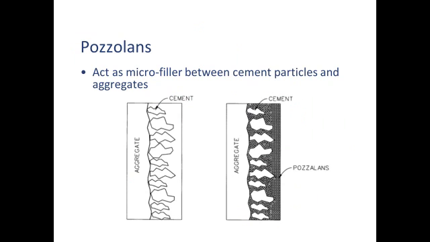Pozzolans also, they're physical particles. They're very, very small, and they help to pack as microfiller in between the cement particles and the aggregate. Some of these react to form the gel, and some don't. And so in essence, they're helping to fill in and bridge some of these gaps. So you get a stronger bond between your aggregates and the cement particles and everything else.